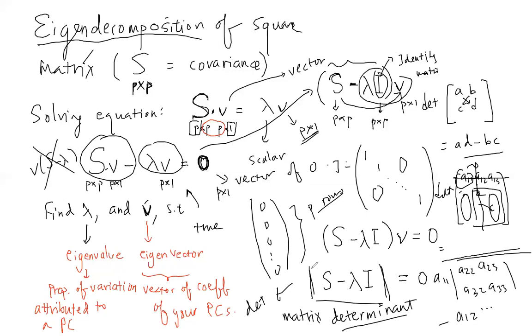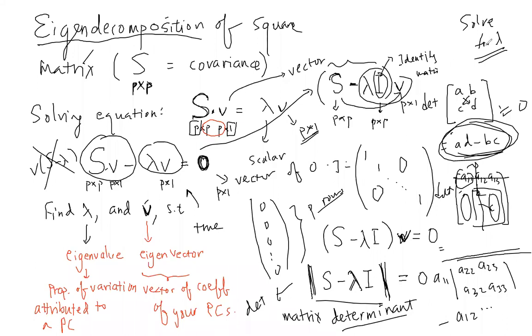So to solve this, once you find the determinant, you will get some equation, and this equation will involve lambda. And then you set it to 0. Then of course, once you set it to 0, you can solve for lambda. You solve for lambda, then you can solve for your eigenvector. Once you know your eigenvalue, you will be able to find your eigenvector.